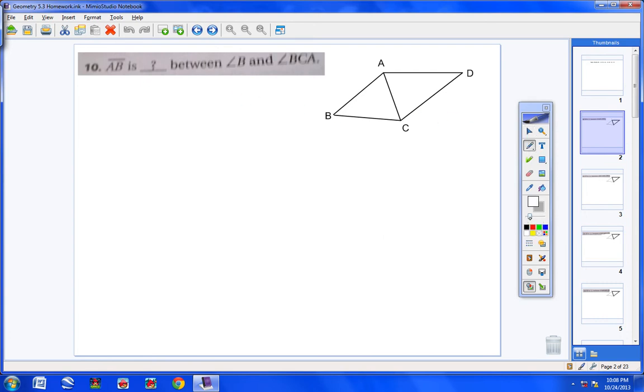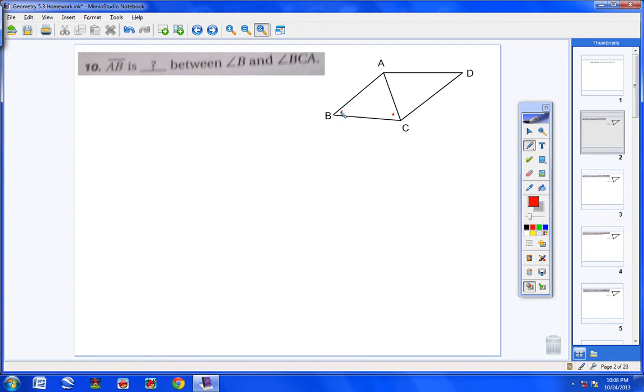Here we go. Let me slide this over. We'll go right there, and here we go. Angle B, so here's angle B right here, and angle BCA. So B, then C, and then A. So this angle right here, actually I'm going to use dots, okay? So we'll put a dot here and a dot here. Now, is AB included or non-included between those two angles?